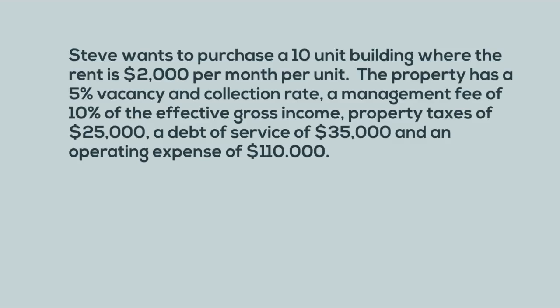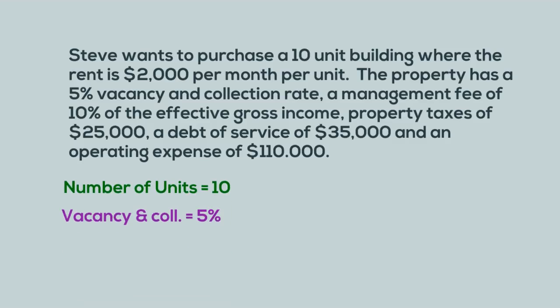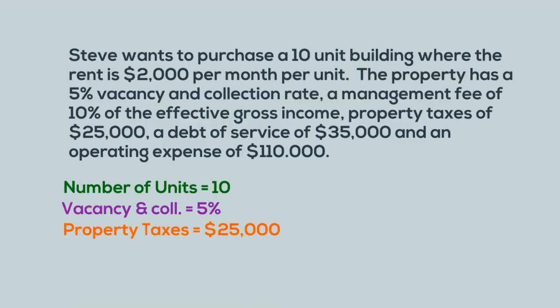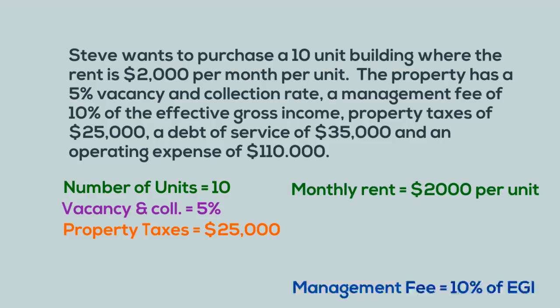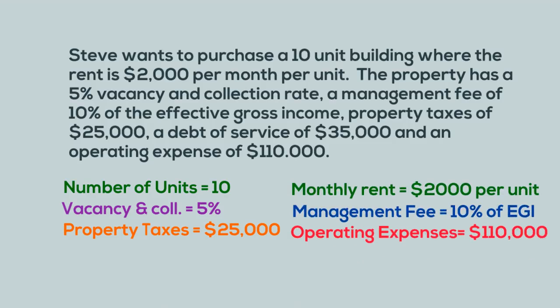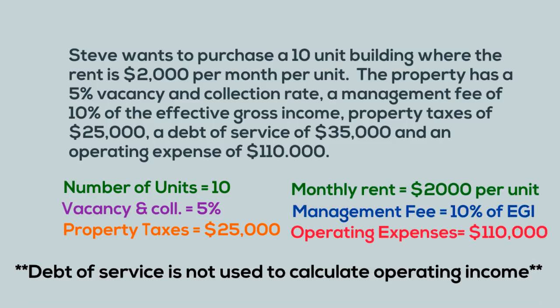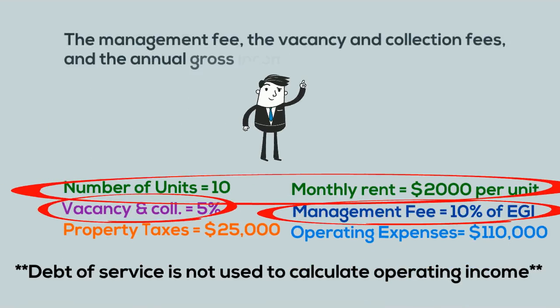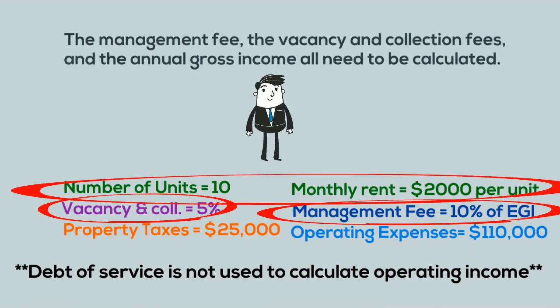It is important to make sure that you take the important information from the problem and list it below, such as the number of units, vacancy and collections, property taxes, monthly rent, management fee, and operating expenses. The management fee, the vacancy and collection fees, and the annual gross income all need to be calculated.